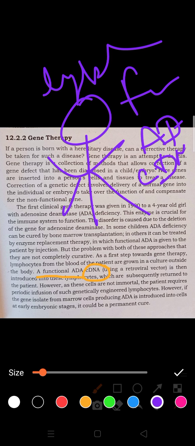Okay, now this patient is having functional ADA cDNA. So that time it provides the capacity of this patient to produce this protein. Which protein is it? Adenosine deaminase, by which this person gets the immunity booster protein. Are you getting my point?